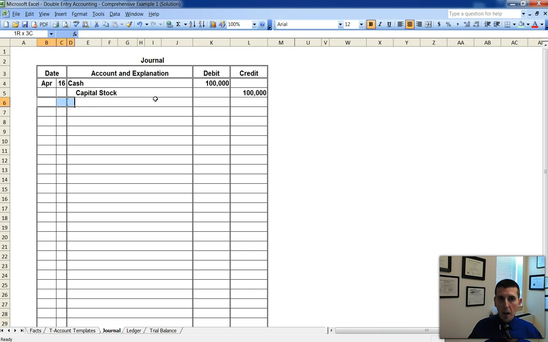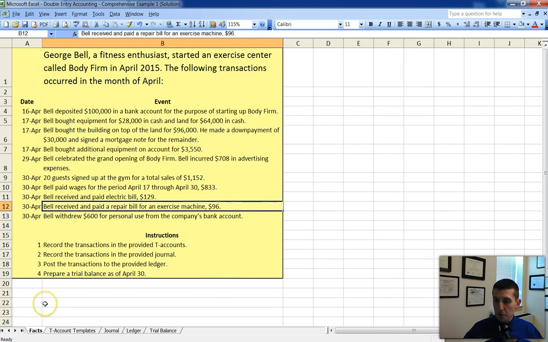Now, you leave a line blank without writing anything, and you move on to the next transaction, as long as it refers to the next day. If it was still April 16th, we would keep going down without skipping lines. So on April 17th, Bell bought equipment for $28,000 cash and land for $64,000 cash. So we have two amounts of cash going out, 28 and 64. They total up $92,000. So we're going to have a $92,000 cash decrease.